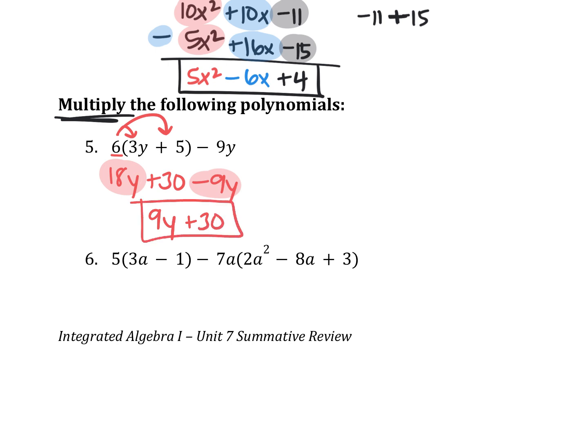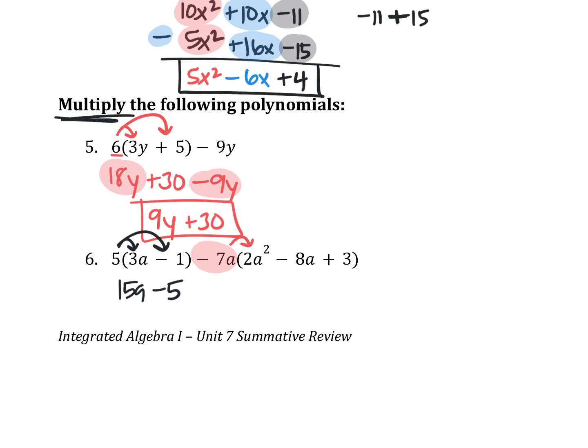Okay, number 6. Looks like a lot of stuff. Just make sure you're being careful with your variables. 5 times 3a would give me 15a. 5 times negative 1 gives me negative 5. And now I'm going to distribute this negative 7a to everything on the inside.